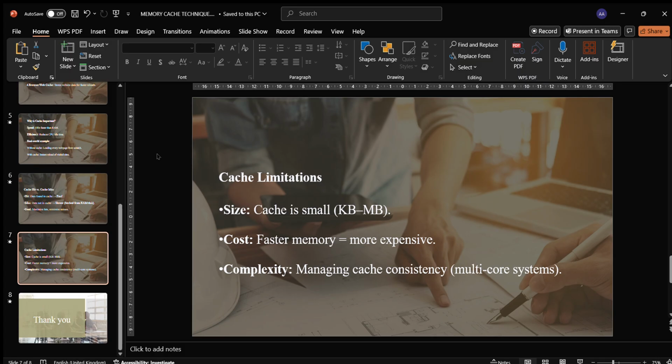Cache limitations: we have cost, size, and complexity. When it comes to size, cache is small, which can range from kilobytes to megabytes. When it comes to cost, it is a faster memory but more expensive. Complexity: managing cache consistency in multi-core systems.